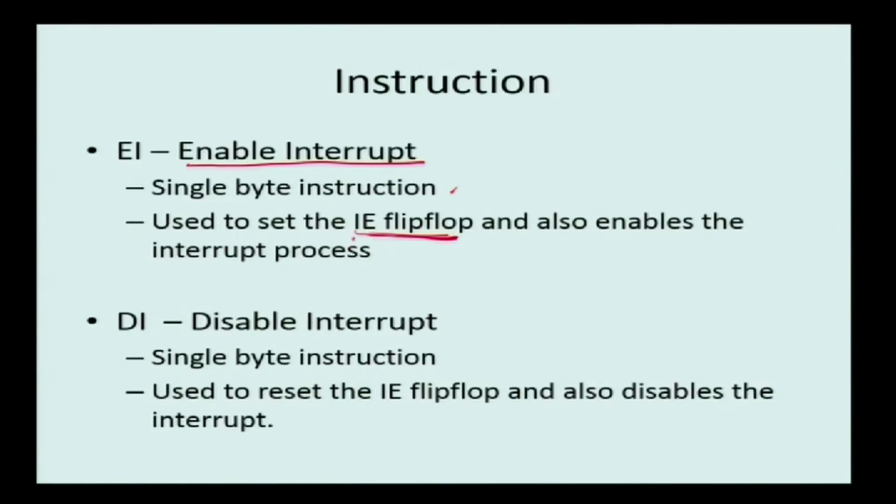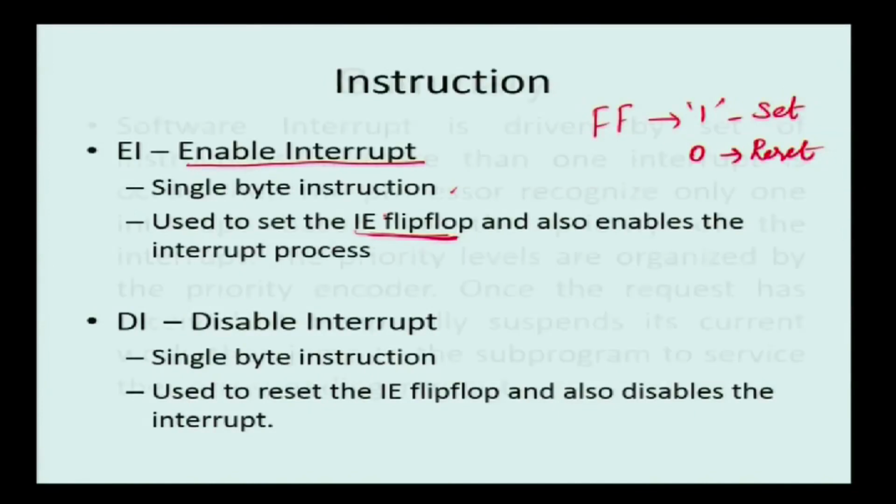When the signal is 1, it will set. Usually in flip-flops, when the value is 1 it represents set, and when the value is 0 it represents reset. So, when we put 1, this sets the flip-flop, and it is also used to enable the interrupt process.